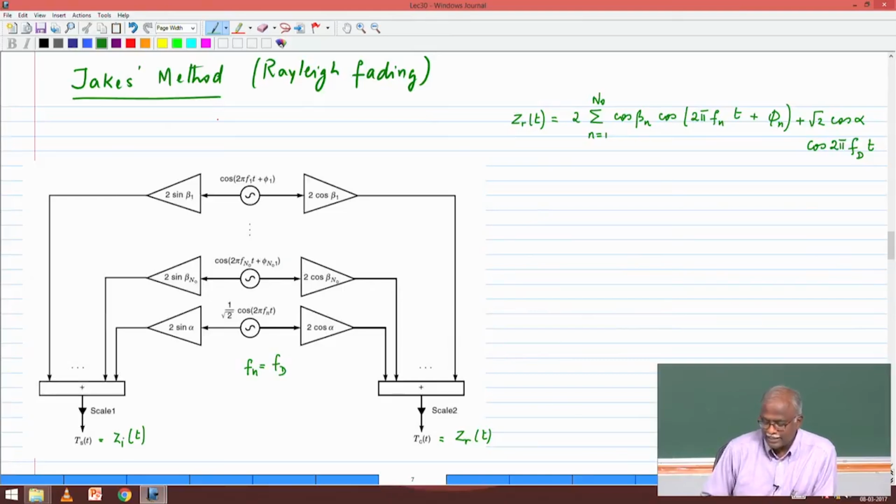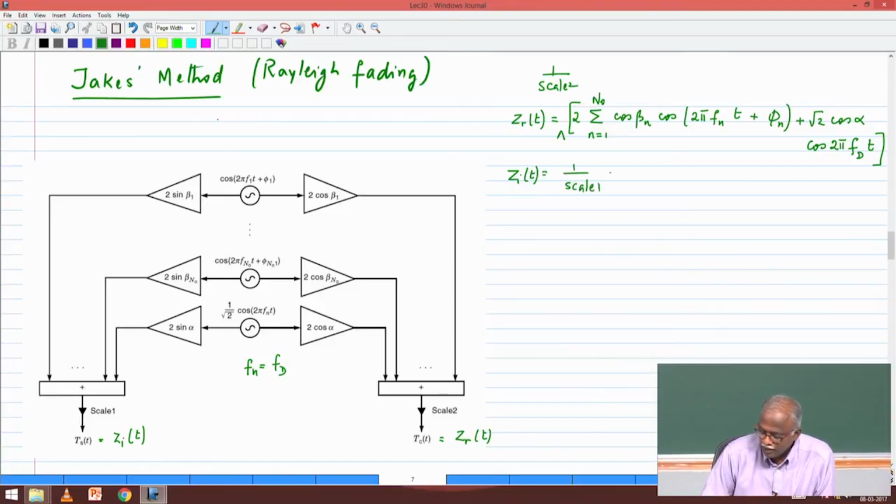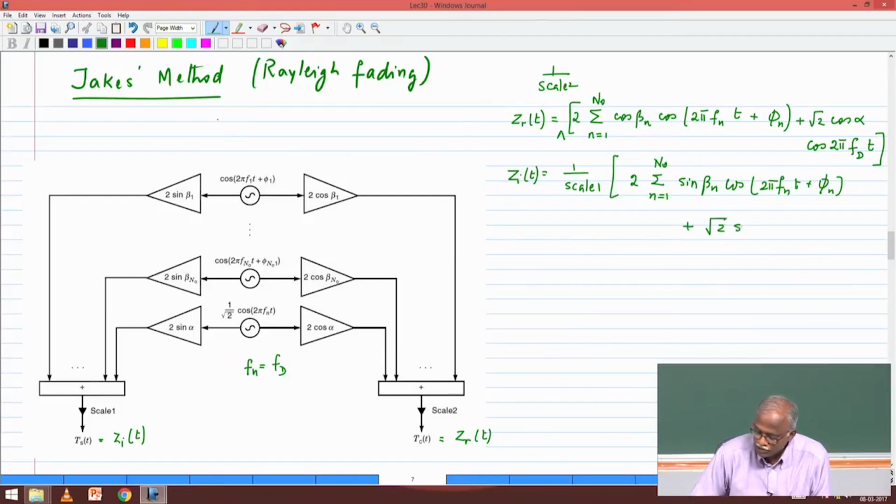Of course, there is a scale factor. Maybe you should write that down: 1 over scale 2 times this one. We will not worry about the scale factor at the very end. So write down the expression for ZI of t. It is 1 over scale 1, with an expression very similar: 2 times summation n equal to 1 to N naught, now it is sine beta n, and the oscillators are the same, cosine 2 pi f n t plus phi n, plus root 2 sine alpha cosine 2 pi fd t.